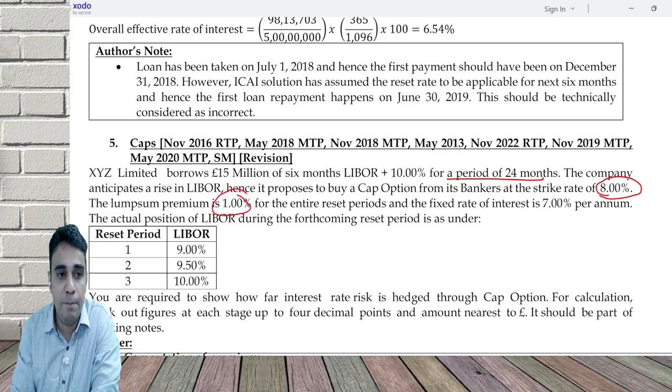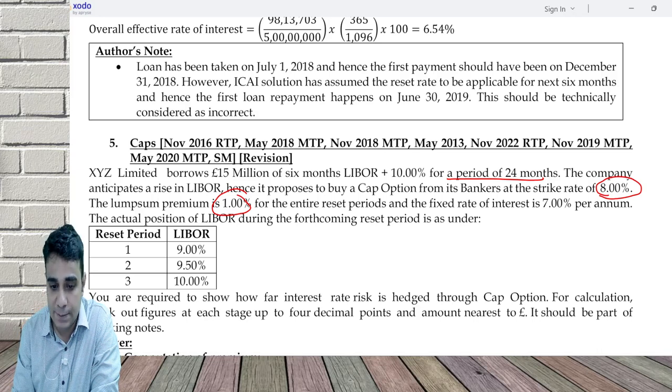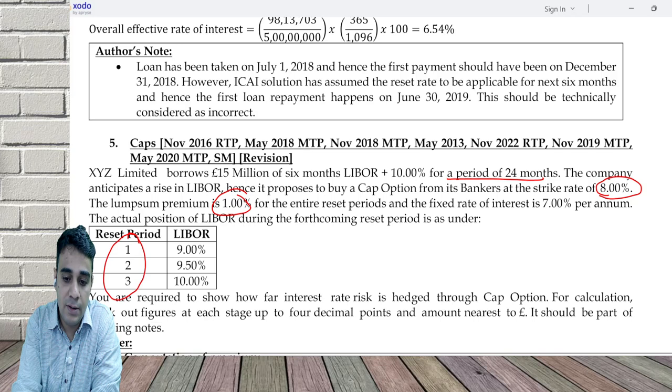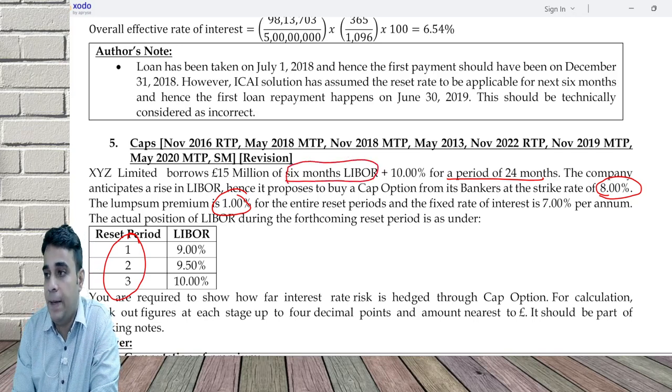So we are now getting into the premium calculation. There's a premium which is given. What needs to be done for that? I'll explain. For the entire reset period, fixed rate of interest. What is the use of fixed rate of interest? Also, you'll understand. They've given how many reset period? 3. This is 6-month LIBOR, means every 6 months you'll be paying interest.